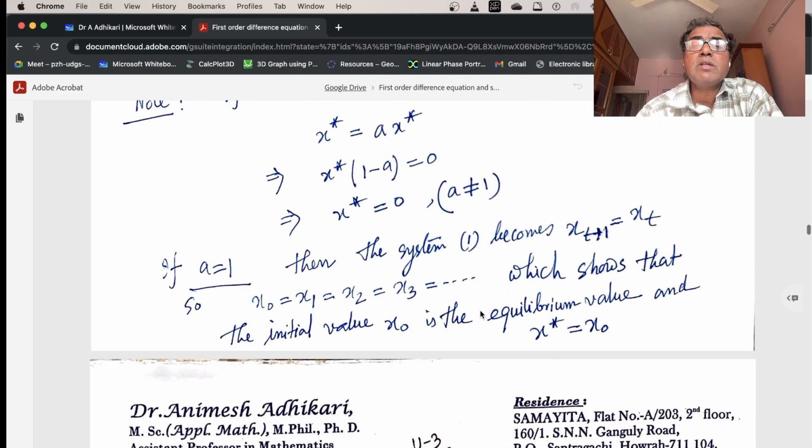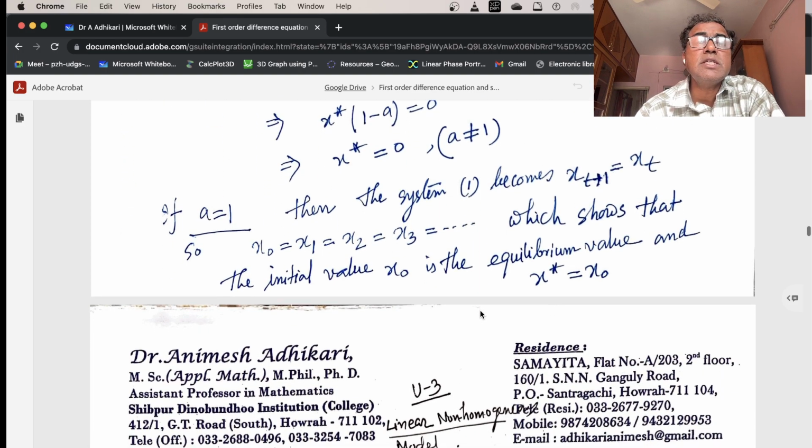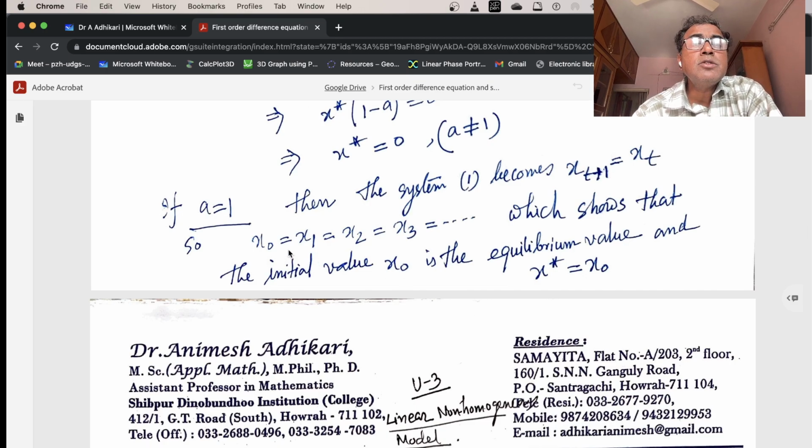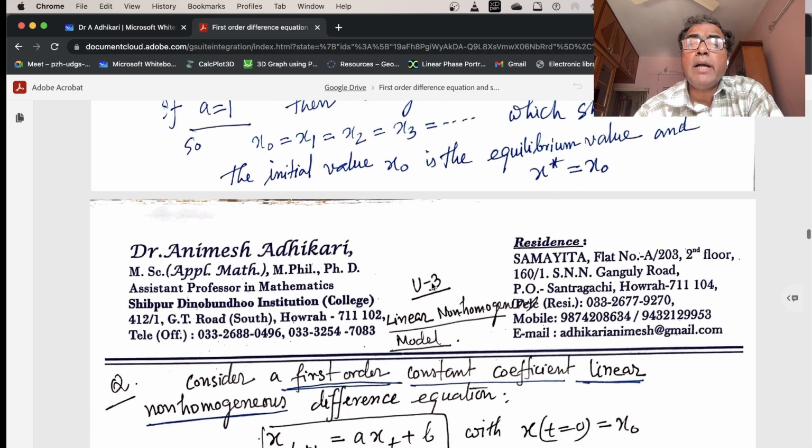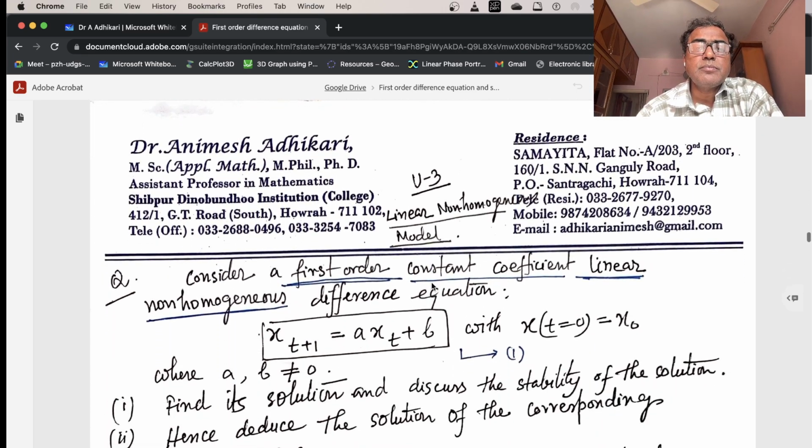If a equal to 1, the system 1 becomes x_{t+1} equal to x_t, and clearly x0 equal to x1 equal to x2 equal to x3 and so on. So this shows that the initial value x0 is the equilibrium value, and x star equal to x0.